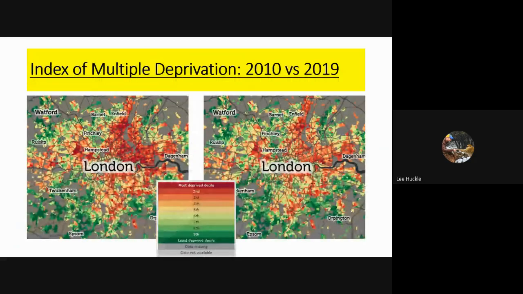And what the index of multiple deprivation does very nicely is it produces these really nice visual maps, choropleth maps here. And you can see London there, 2010 on the left, 2019 on the right. And you can see by the colour coding where the most deprived areas of London are, right up to the least deprived areas. And between those two dates, you can see there is a clear difference. Things have changed in London. Different places have changed, some of them for the better, some of them for the worse.